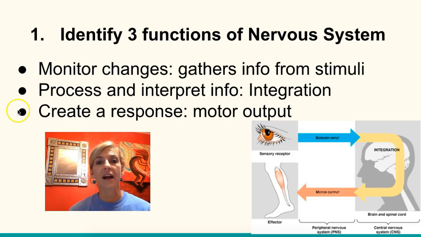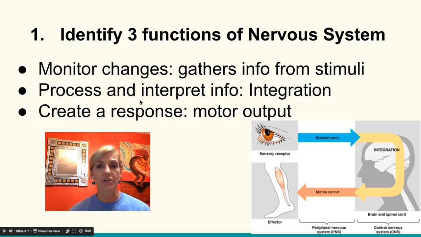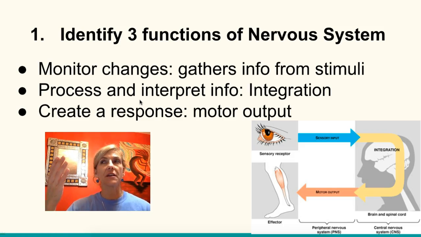Then our brain, our central nervous system, is important for processing and interpreting information. That's the integration phase. We take in that information. We might recognize whether we enjoy it or don't enjoy it, whether it's a good thing or a bad thing. We might recognize that it's something that needs a response. We might also be taking in information and learning from it so that we can respond to it later.